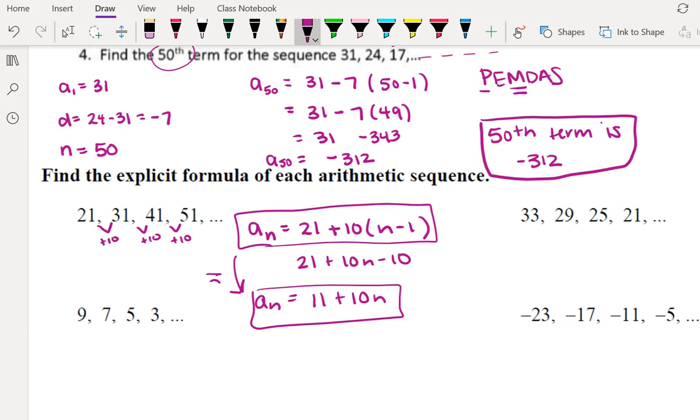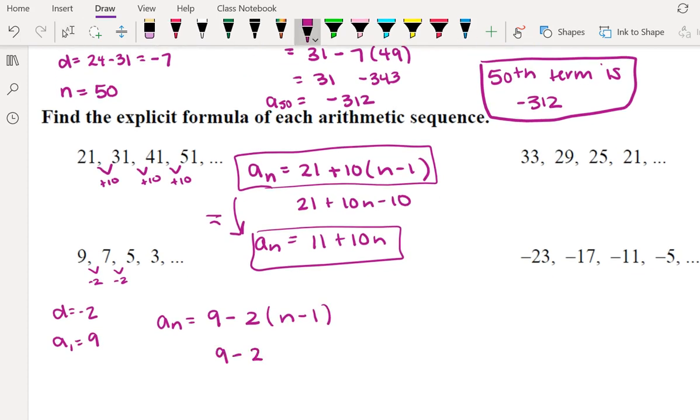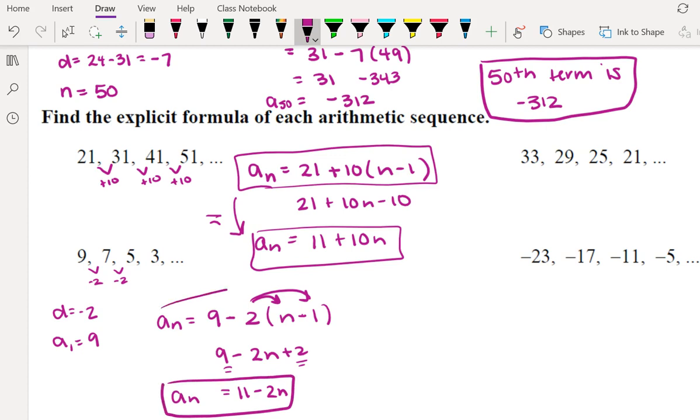Okay, so when you go through those assignments, in here, I'm just going to do this one more time. So I'm subtracting 2 each time. So d is equal to negative 2. My starting value is 9. So a sub n is equal to 9 minus 2 times n minus 1. So if you want to simplify it, 9 minus 2n plus 2. So don't forget your signs. This is a negative times a negative. And so 9 plus 2 is equal to 11 minus 2n. So a sub n is 11 minus 2n. So these are equivalent.